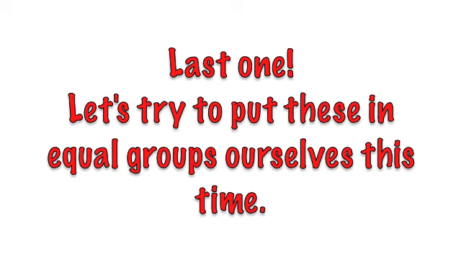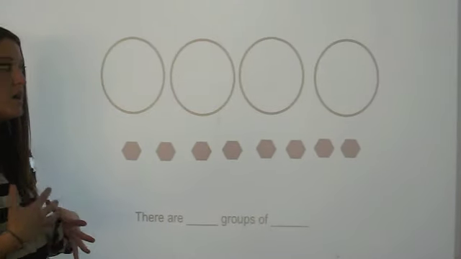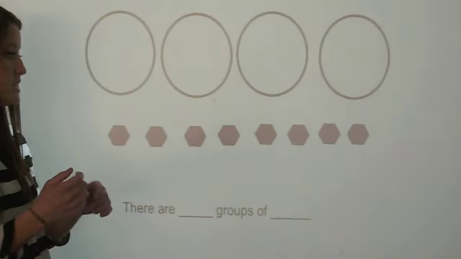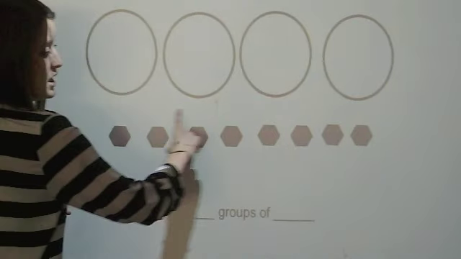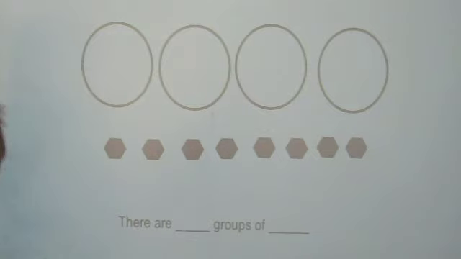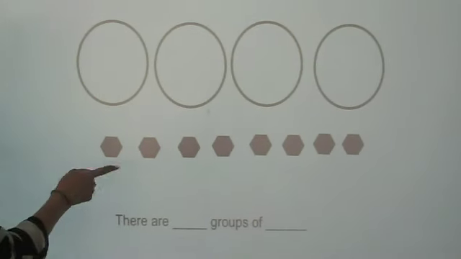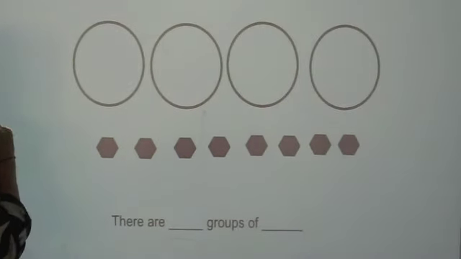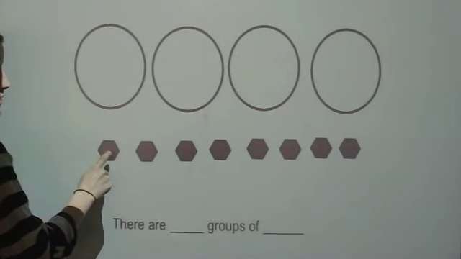Last one. Let's try to put these in equal groups ourselves this time. We're going to be doing this one ourselves. We're going to put these shapes into equal groups up here and see if we have an equal group and we can add those up. So, if you were asked to do this, you're just going to put one shape in at a time to see if we can have equal groups.